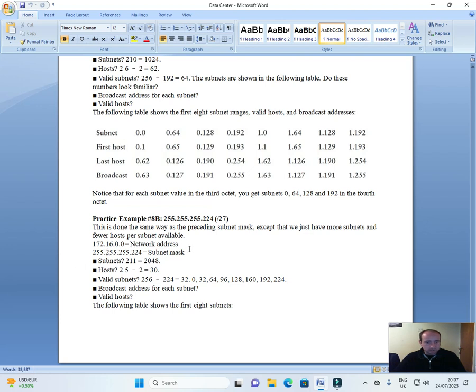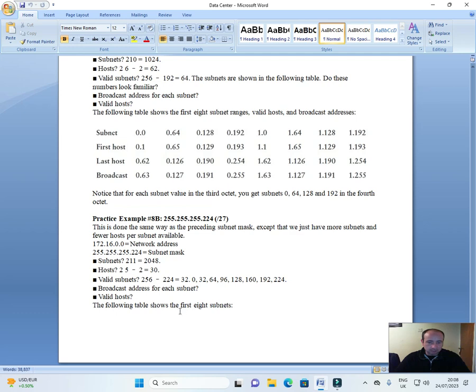172.16.0.0 equals the network address. 255.255.255.224 equals the subnet mask. Subnets: 2^11 equals 2048. Hosts: 2^5 minus 2 equals 30. Valid subnets: 256 minus 224 equals 32, so 0, 32, 64, 96, 128, 160, 192, 224. Then the broadcast address for each subnet, and the valid hosts.